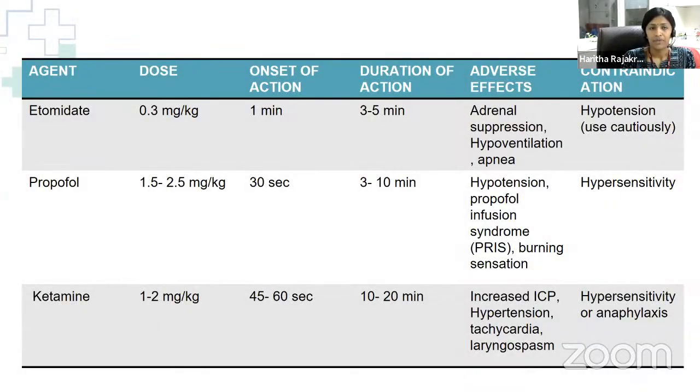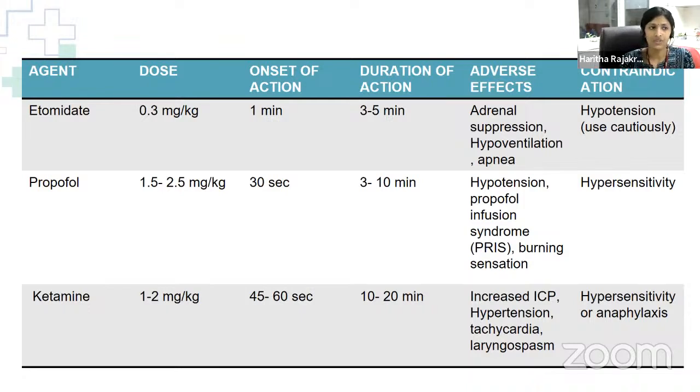Coming to the other drugs that can be used as induction agents, first we have etomidate. The dose given is 0.3 mg per kg. It has an onset of action of 1 minute, and the duration is around 3 to 5 minutes. Here, one of the contraindications is hypotension. You never know what kind of situation the patient is in, maybe the patient is hypotensive or hypertensive. In cases where the patients are hypotensive, it's better to use it with caution. And if you have another drug of choice available, and the patient is tolerant to it, then it will be better to choose the other drug. The adverse effects, first, are adrenal suppression, then hypoventilation and apnea.